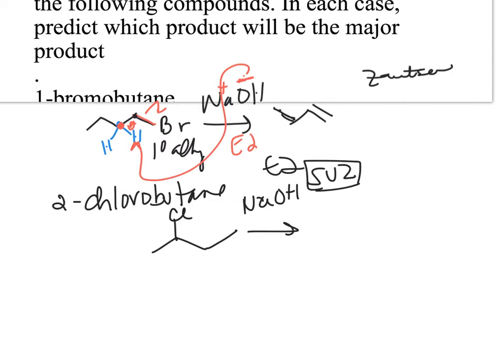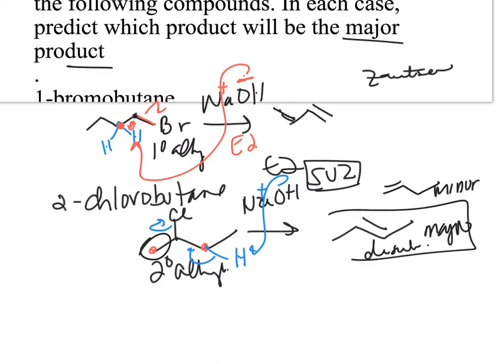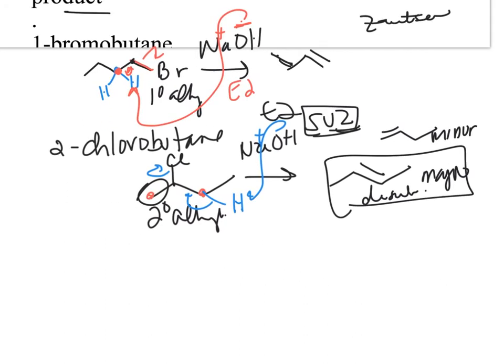So you have a secondary alkyl halide. So you're going to have two neighbors. So you're going to have this neighbor and this neighbor. You want to abstract the hydrogen from the more substituted neighbor. So in this case, this neighbor, do your 3 arrows, chlorine leaves, and you get the disubstituted product as your major product. The other one would be to abstract a hydrogen there, and this is your minor product. This is your major, the more substituted, Zaitsev's rule.